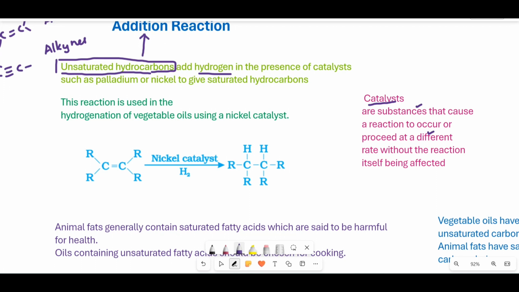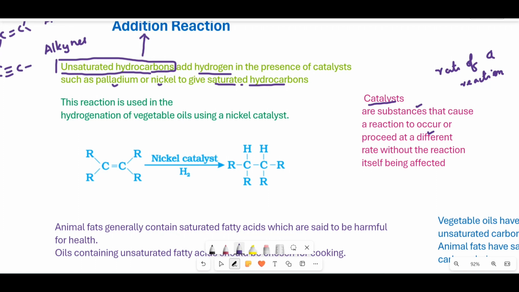So accordingly, we can use the catalyst. It only alters the rate of a reaction without undergoing any permanent change. It will slow down or speed up the reaction accordingly. So in this addition reaction, we use a catalyst. These are the catalysts: palladium or nickel. So unsaturated hydrocarbons are converted to saturated hydrocarbons. The double bond or triple bond breaks, and it is converted to single bonded carbon compounds.